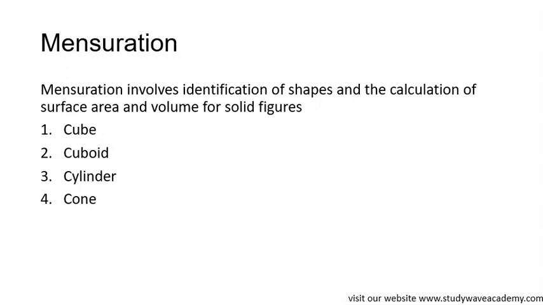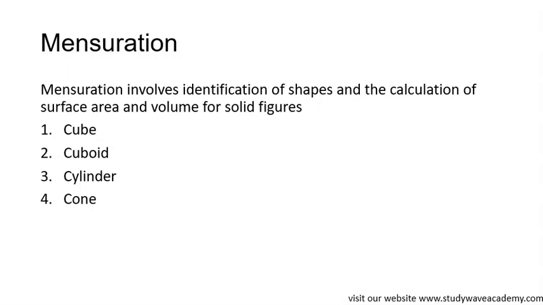What do we mean by these solid figures? A solid figure is a shape whose sectional body cannot be wholly shown on a plane or flat surface. There are many, but in today's lesson we're going to be looking at cube, cuboid, cylinder, and cone, how to calculate their surface area and volume. So are we ready for the lesson?